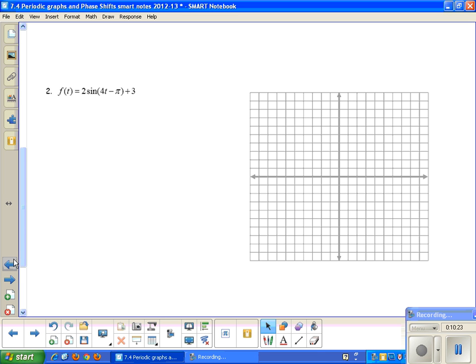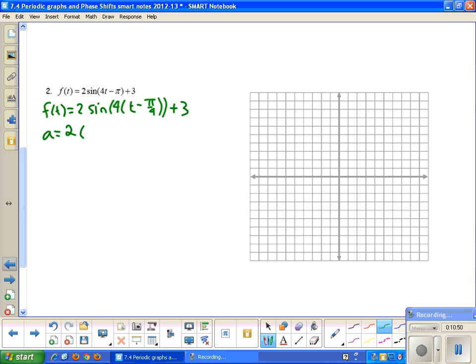All right, so for number 2, same thing as the last one, I want to factor out that b value that I have. So when I factor out my b value, I get f of t is equal to 2 times the sine. I'm factoring out 4, which means I'm dividing it out. So I get t minus pi over 4, plus 3. So now I want to look at all my values and see what they are. My a value is the absolute value of 2, which is just 2. So that means I have a vertical stretch by 2.